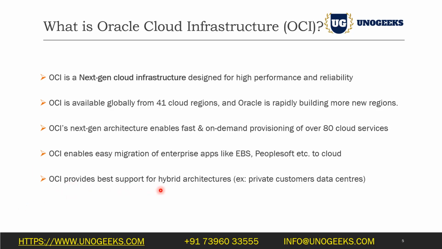And OCI provides the best support for hybrid architectures. A hybrid architecture is where you have your on-prem production application or production database running, and you can create your DR in OCI. So your overall network layer will be partly in your private data center, and some of your services are running on the cloud. In a hybrid architecture you can keep some of the services in the cloud, or you can keep them in a multi-cloud setup as well. So that feasibility is also available in OCI.